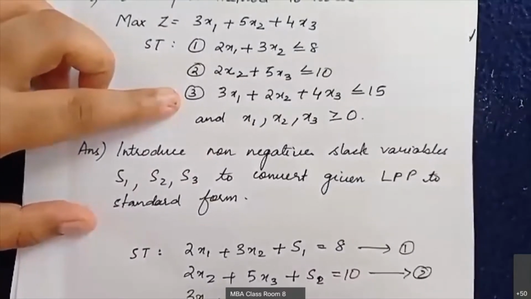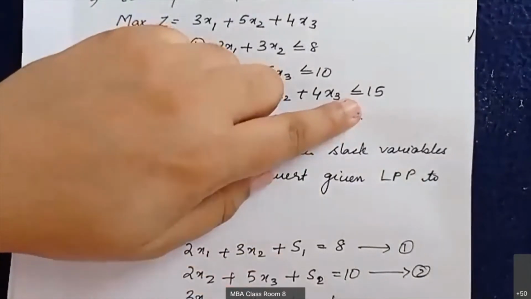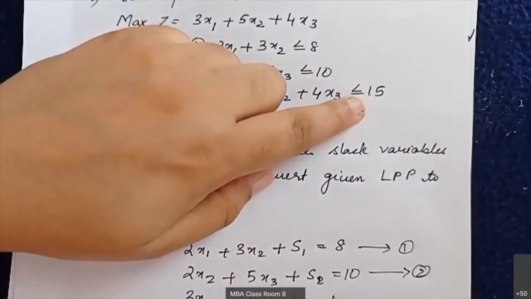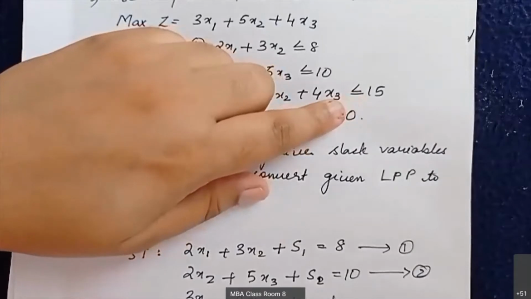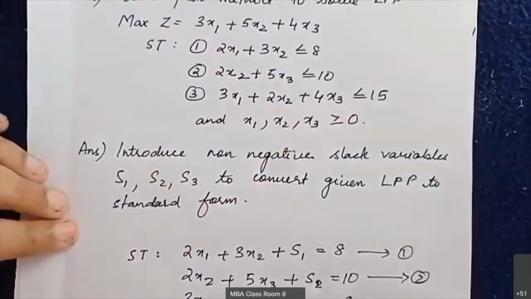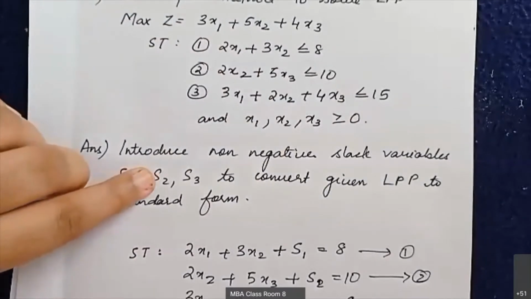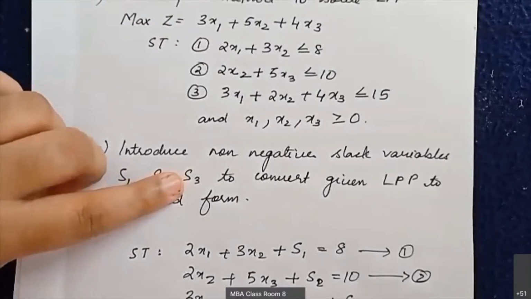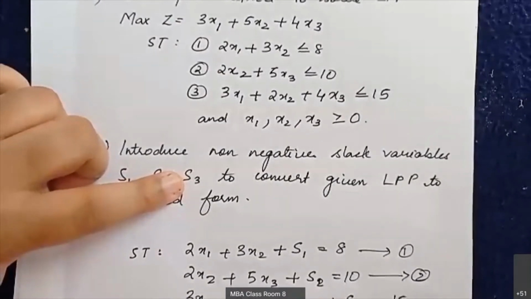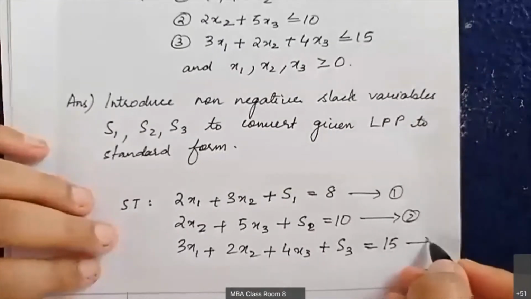3x1 plus 2x2 plus 4x3 plus. Again I have an inequality over here, less than or equal to. So to change it into an equation, equal to, I have to introduce a slack variable. Our slack variable is S3. See, first one we introduced S1, second equation we are introducing S2, third one we are introducing S3. S3 is equal to 50. Is that clear till now? That is our third equation.